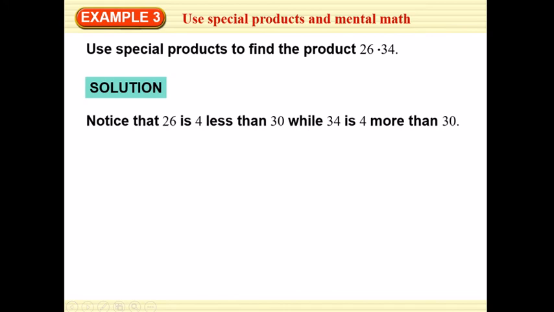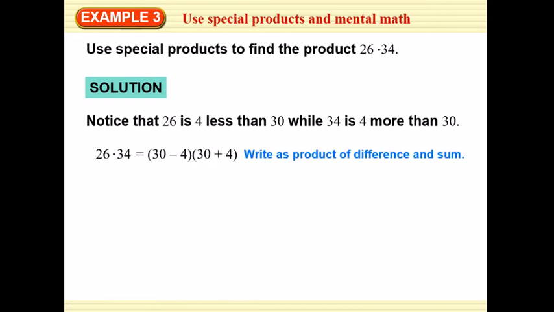So, solution. Note that 26 being 4 less than 30, while 34 is 4 more than 30, is the key. So they are the same distance away from one number. So I can rewrite it. Instead of 26 times 34, 26 is the same as 30 minus 4, and 34 is 30 plus 4. So I can write it as a sum and a difference.